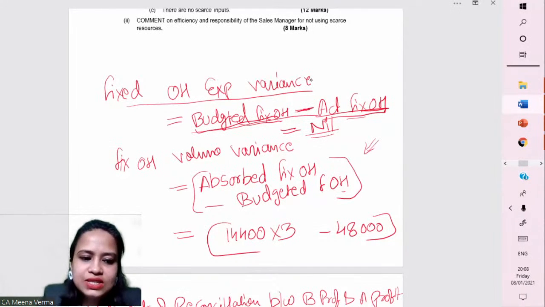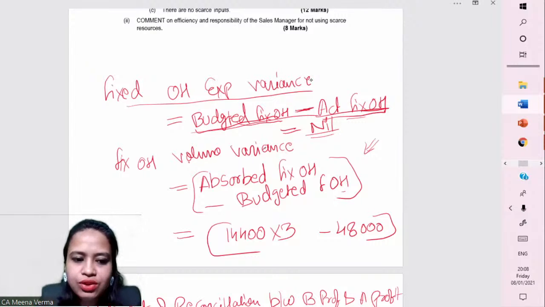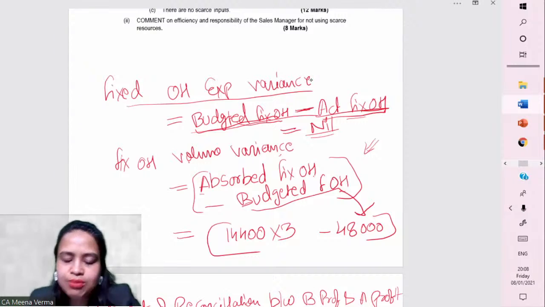Okay. Next is fixed overhead volume variance. How will we calculate this fixed overhead volume variance? We will consider the absorbed fixed overhead and budgeted fixed overhead. In the question, this value is given. I have taken it as it is. But how to calculate this absorbed fixed overhead?